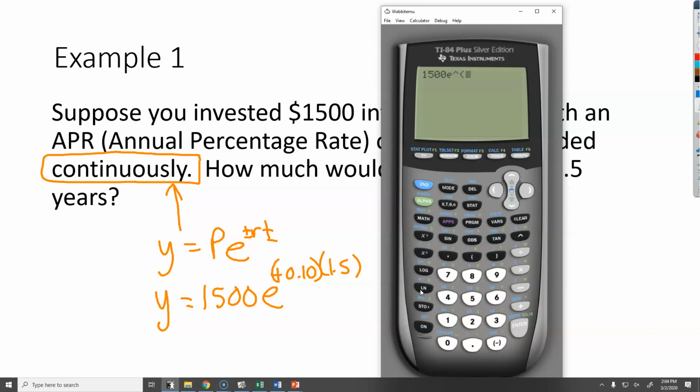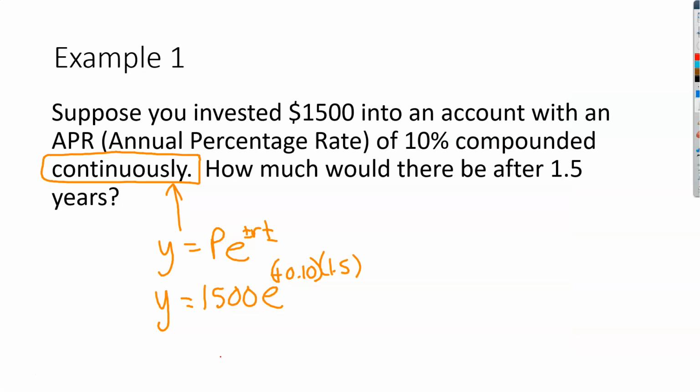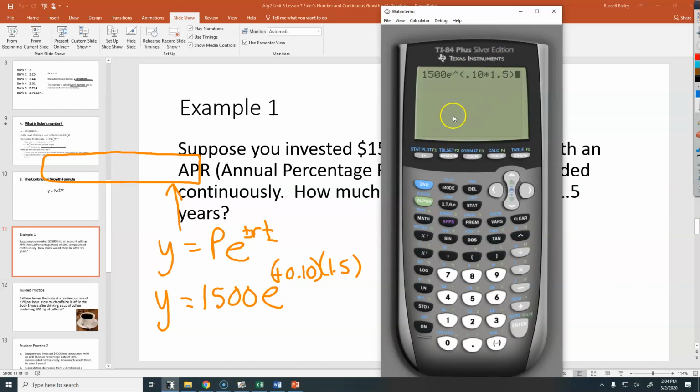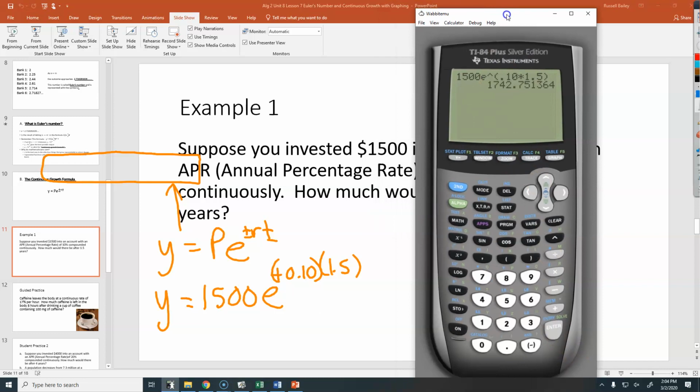Second. Do we hold it? No, you just click it. Now, in the parentheses, we're going to type 0.10 times 1.5, close parentheses. After you do that, you've got your answer. Push enter. You should be getting 1742.